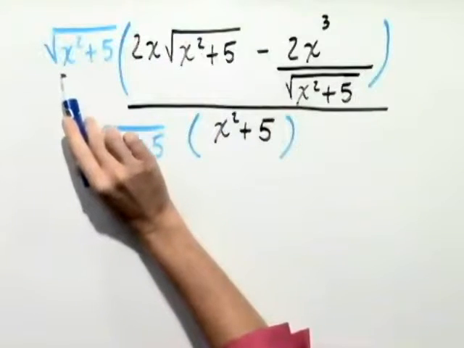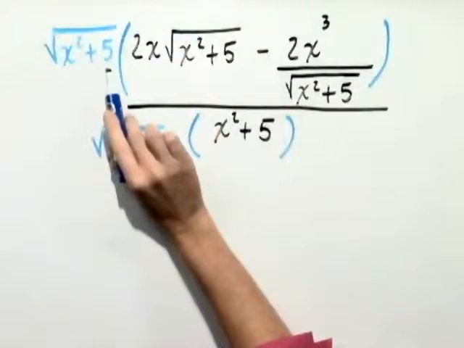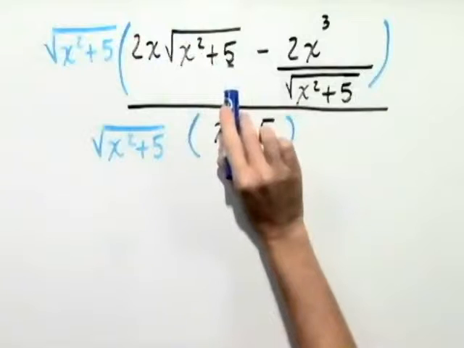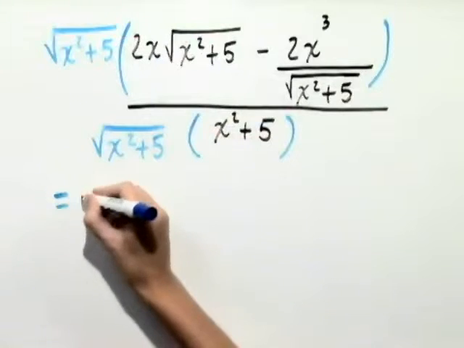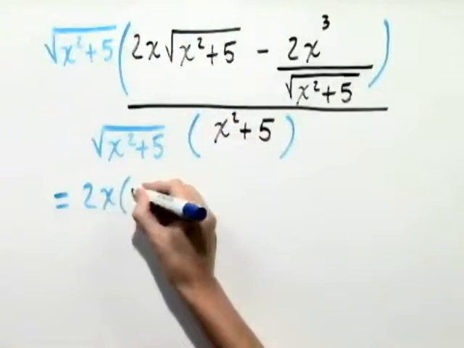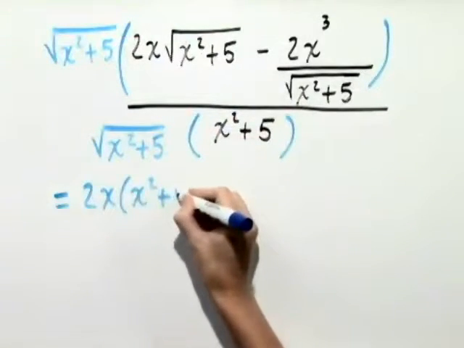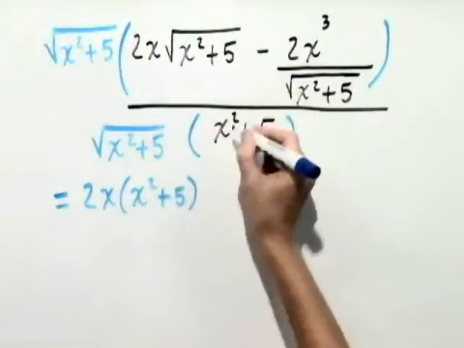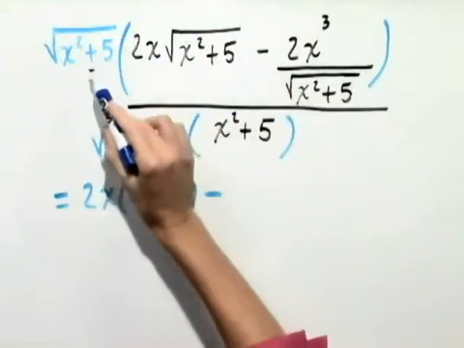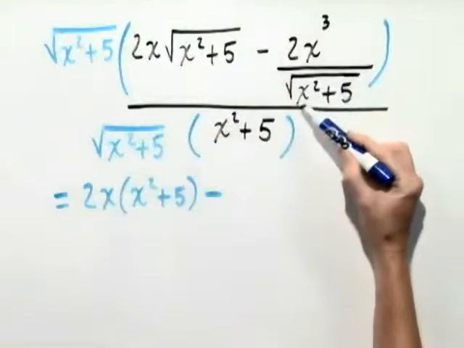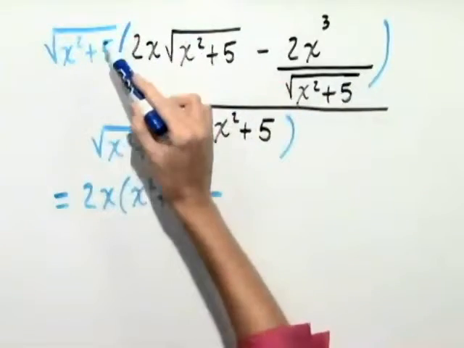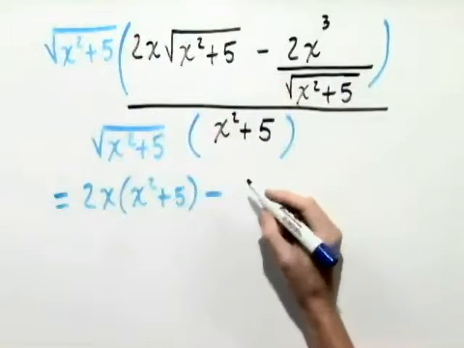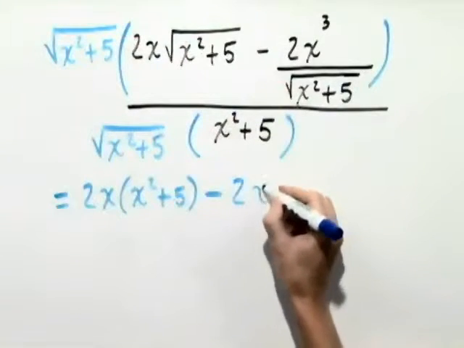Remember, if I multiply the square root of x squared plus 5 times the square root of x squared plus 5, I simply end up with x squared plus 5. So I'm going to have 2x times x squared plus 5. Then I have my minus sign. When I distribute through to the second term, the square root of x squared plus 5 in the denominator will divide out with the square root of x squared plus 5 up in the numerator, and I'll just have 2x cubed.